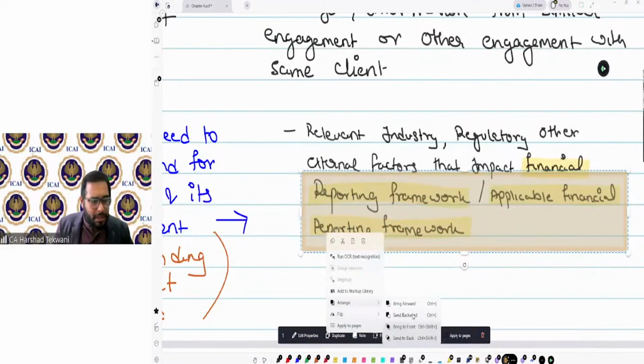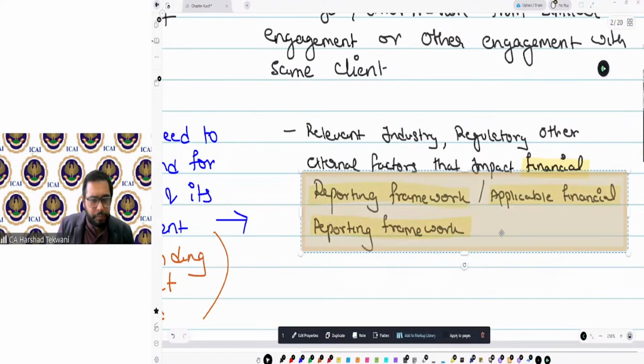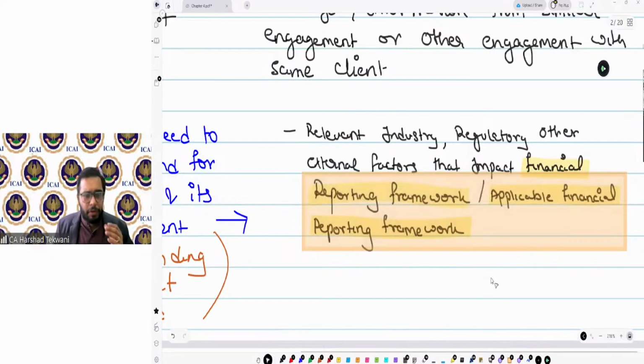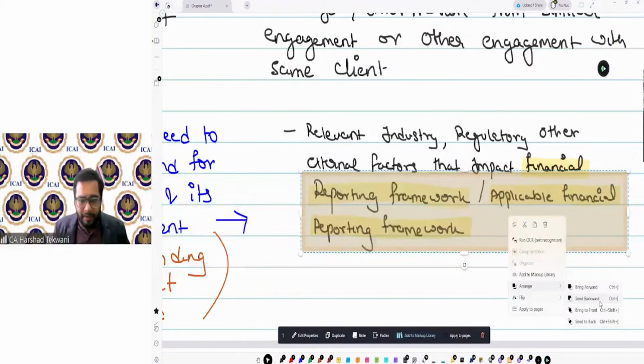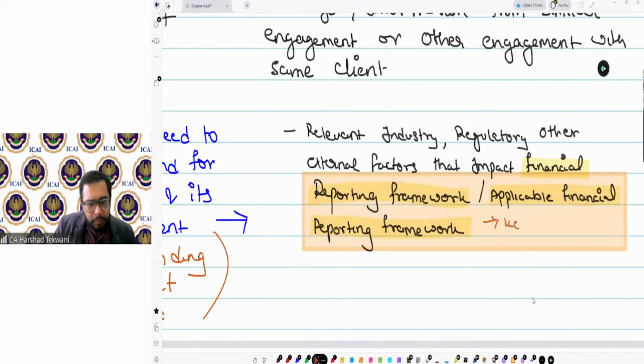So I'll highlight for you guys. These are certain keywords which I will suggest to keep this way only. Do not try to alter these keywords. Applicable financial reporting framework. Okay.